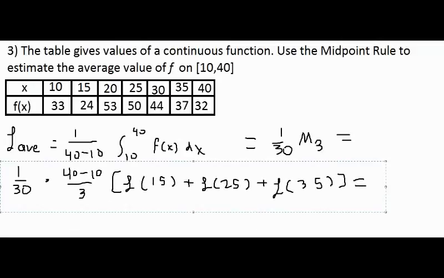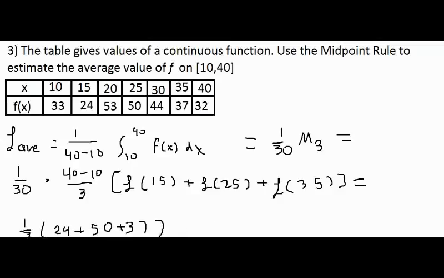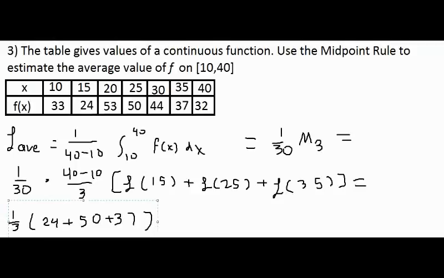So for that, I would say it's still 1 over 30 times, this time you want to say 40 minus 10 over 3, which is the extreme minus the lowest, divided by the number of values we're using, times f of 15, f of 25 and f of 35. These are the middle values right here. And this is just stating to plug in or find these f values. So we get 1 over 3 times 24 plus 50 plus 37. And that can easily be simplified into 1 over 3 times 111, which is then simplified even further.